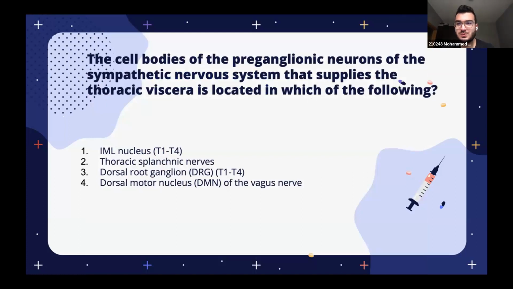Okay, so we move on to the last lecture from my part, which is the innervation of the thoracic viscera. The first question says, cell bodies of the preganglionic neurons of the sympathetic nervous system that supplies the thoracic viscera is located in which of the following? I want you all to answer. I want to see a lot of answers in the chat, or unmute the mic, whatever you want. I only see three answers, and there are 16 people here.